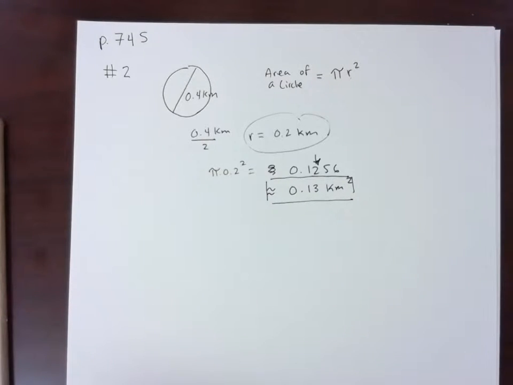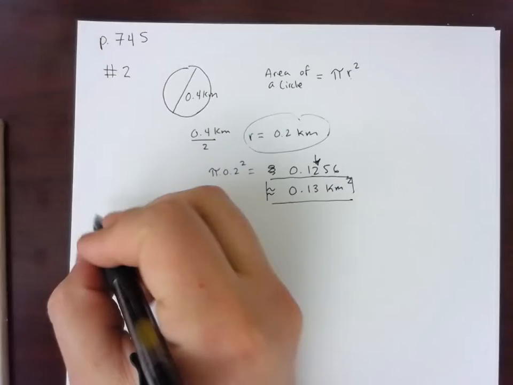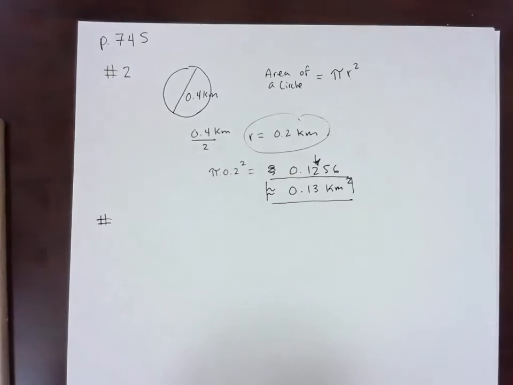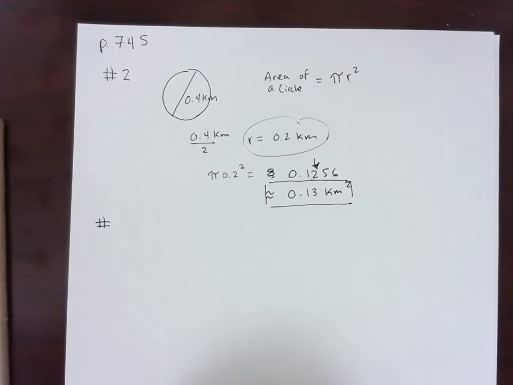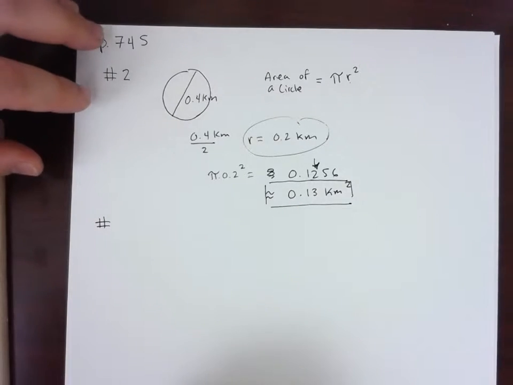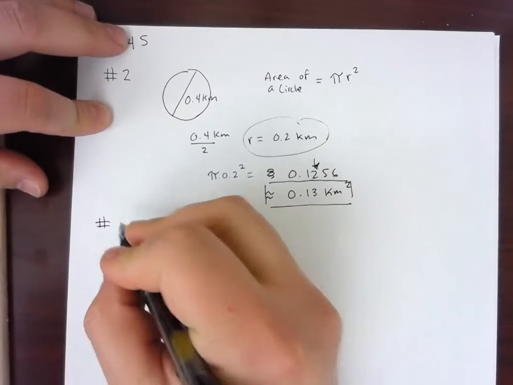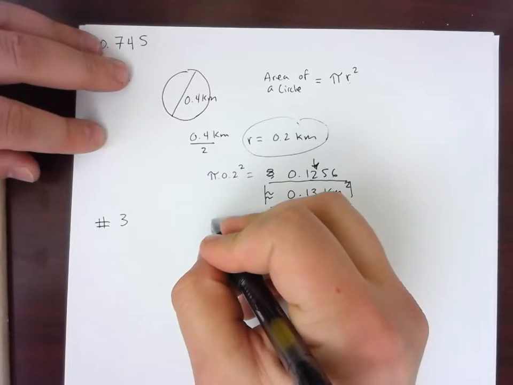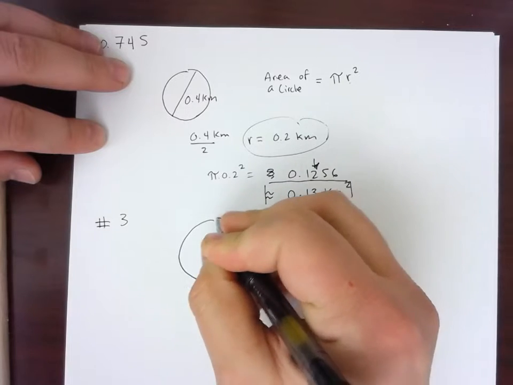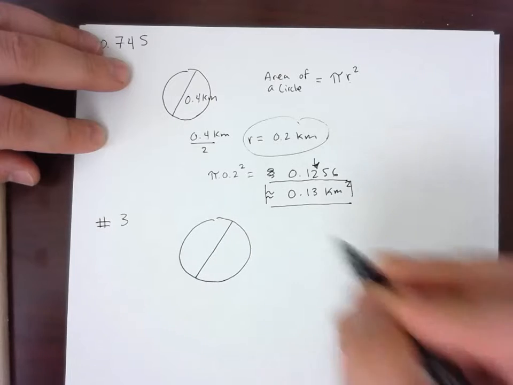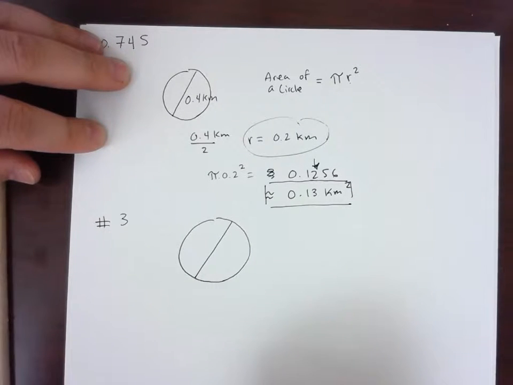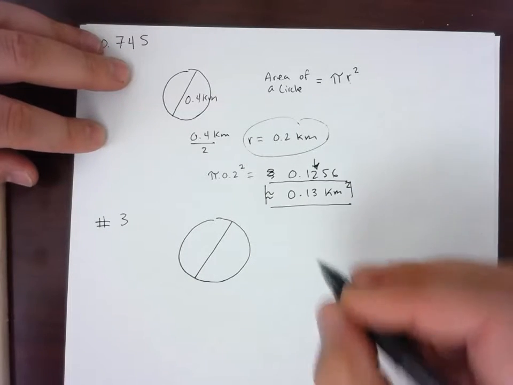Let's move on to question number 3 on that same page. And the directions say find the indicated measure, round to the nearest 10th. And this time it says find the diameter of a circle with an area of 74 square millimeters. So for question number 3, we want to know what the diameter is going to be. We don't know what the diameter is of a circle with an area of 74 square millimeters.